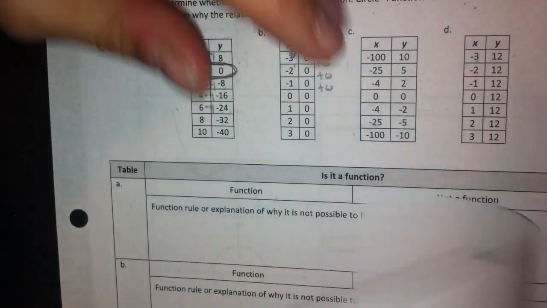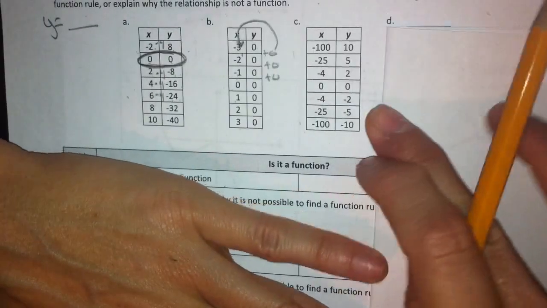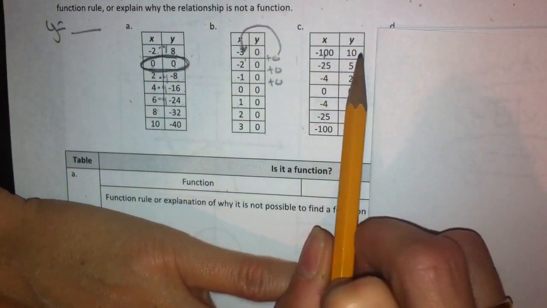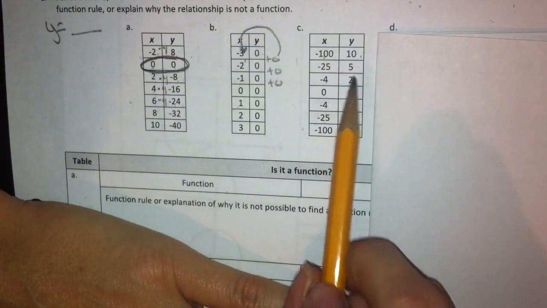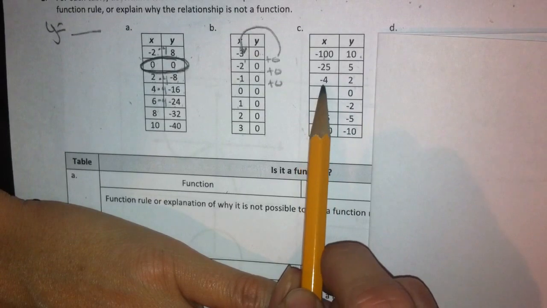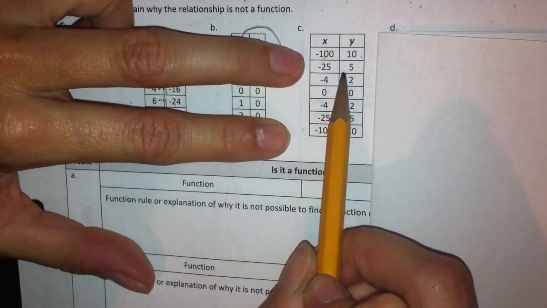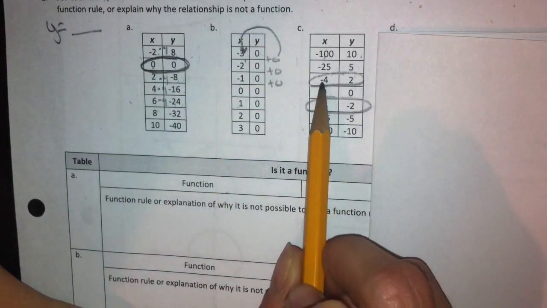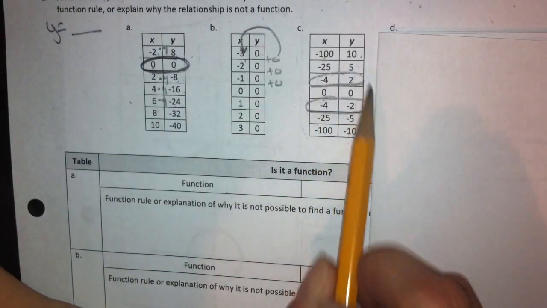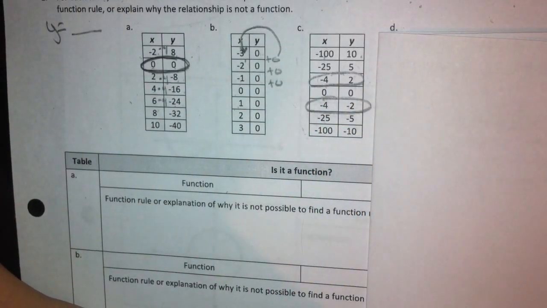All right, let's try C and see what we get. Okay, so if I put in a negative 100, I get out a 10, that works. If I put in a negative 25, I get out a 5. If I put in a negative 4, look at this. If I push negative 4 as a button, or put negative 4 into this machine, can you bet money on what you're going to get out?